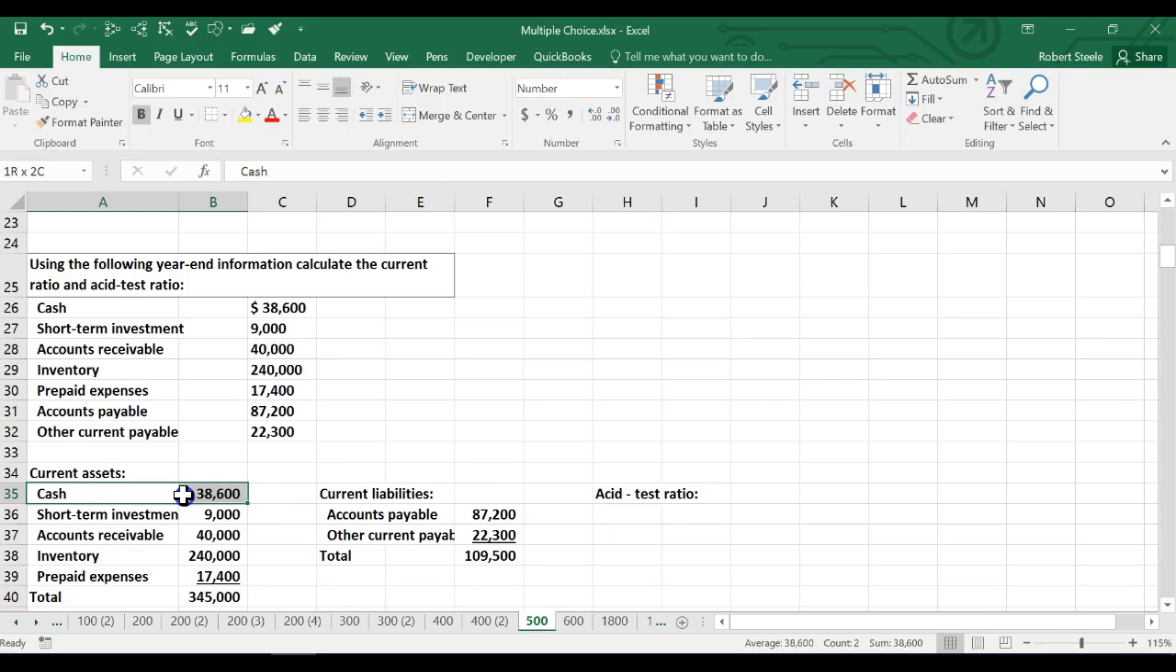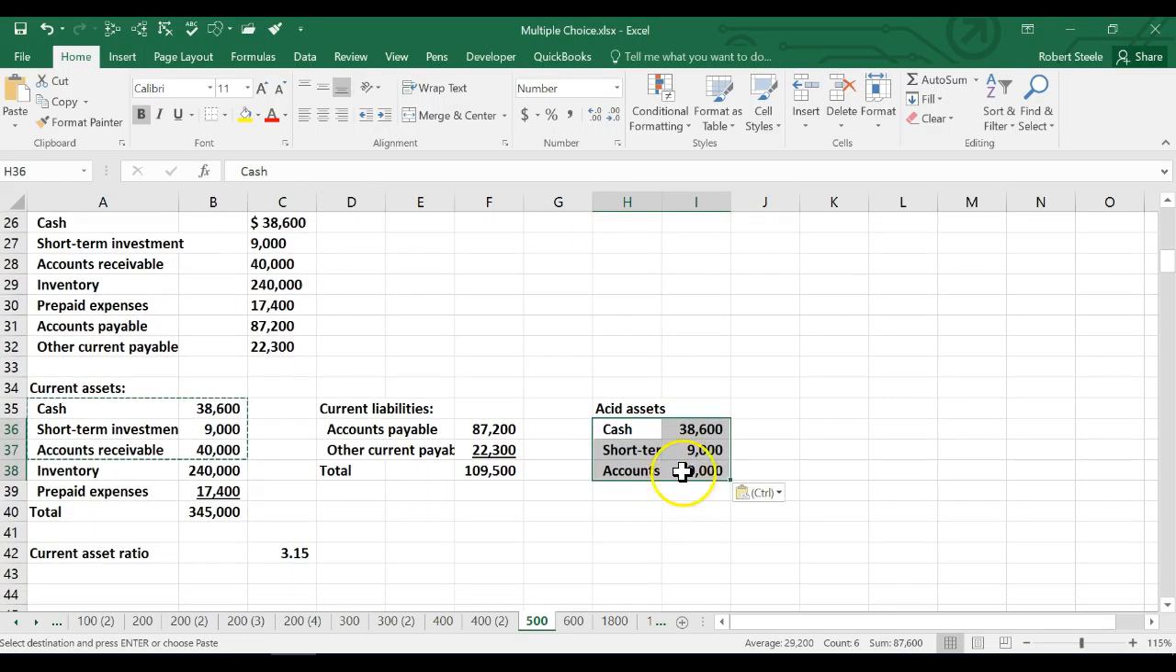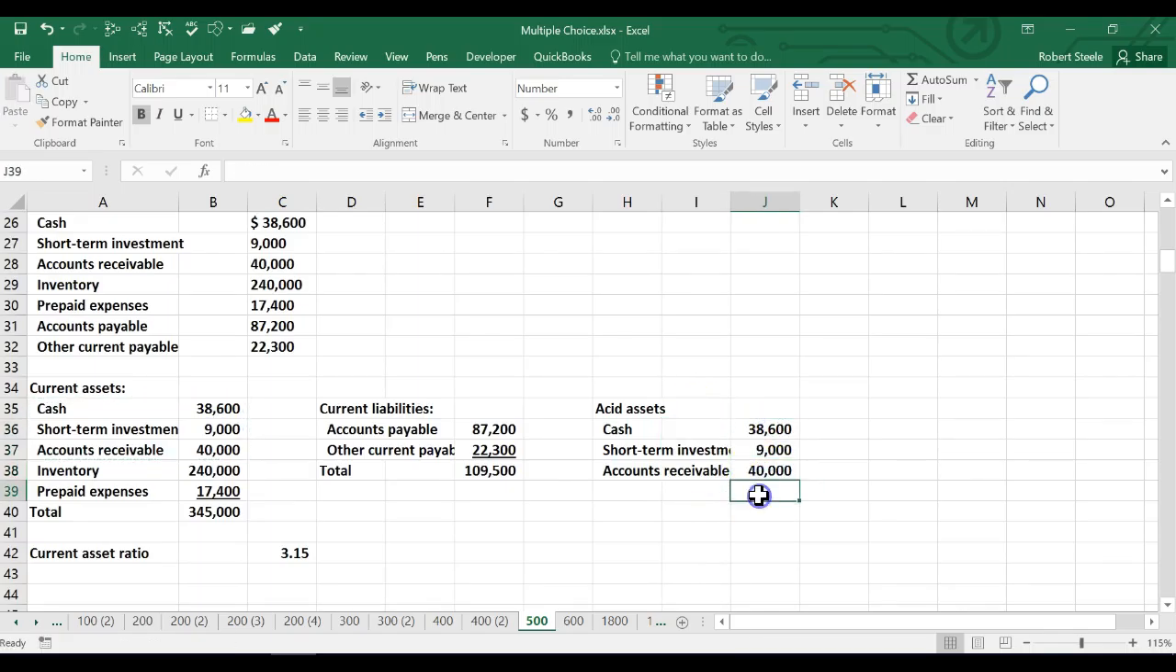meaning it's going to include cash. Well, let's just do the acid assets, or quick assets. That's the thing that differs. So we're going to say that the current assets are going to be more restricted. We're going to have cash, short-term receivables, accounts receivable, but we're not going to have inventory and we're not going to have prepaid expenses. So I'm going to copy these and say these are the more restricted assets in our ratio that we will then calculate. And so we're going to sum those up.